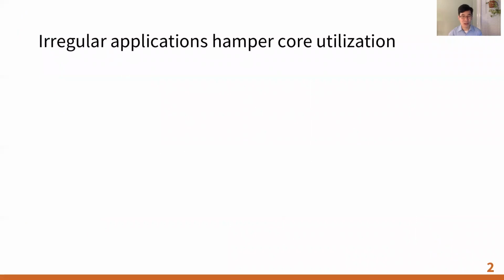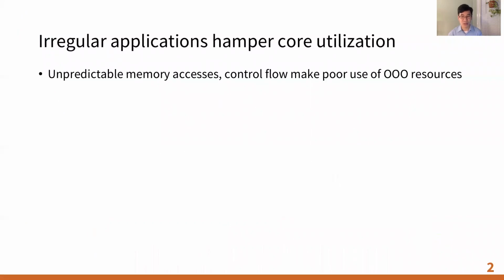We want to address the problem of irregular applications' unpredictable memory accesses and control flow. They can be found in many domains such as graph analytics, sparse linear algebra, and databases. Modern out-of-order cores suffer from poor performance and low IPC on irregular applications because they aren't able to make full use of their out-of-order core structures.